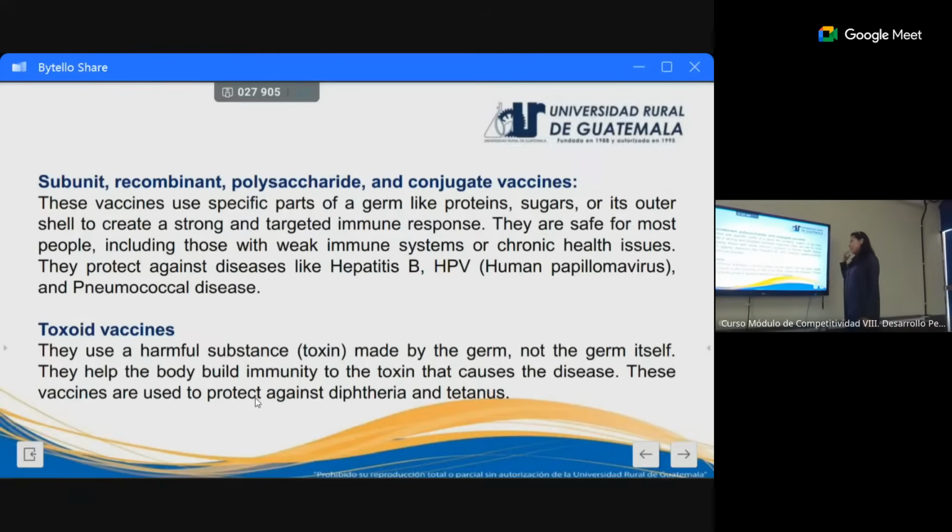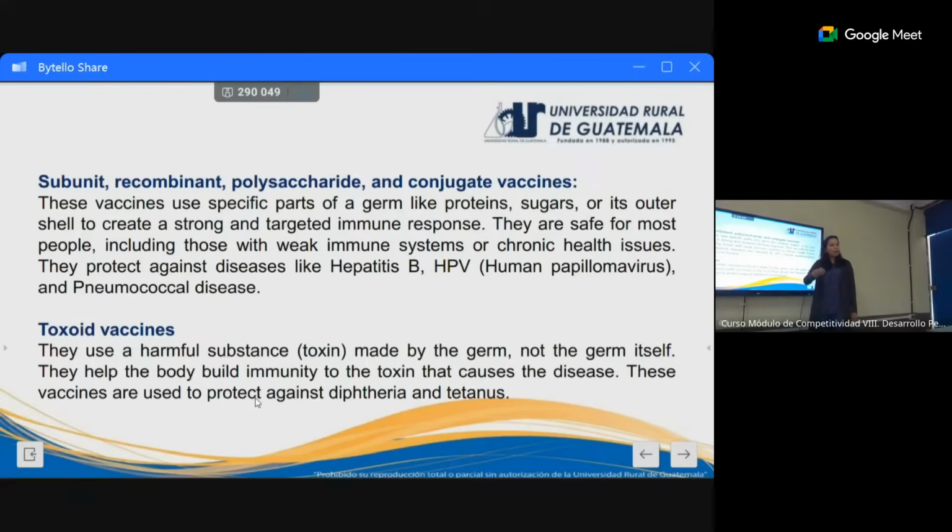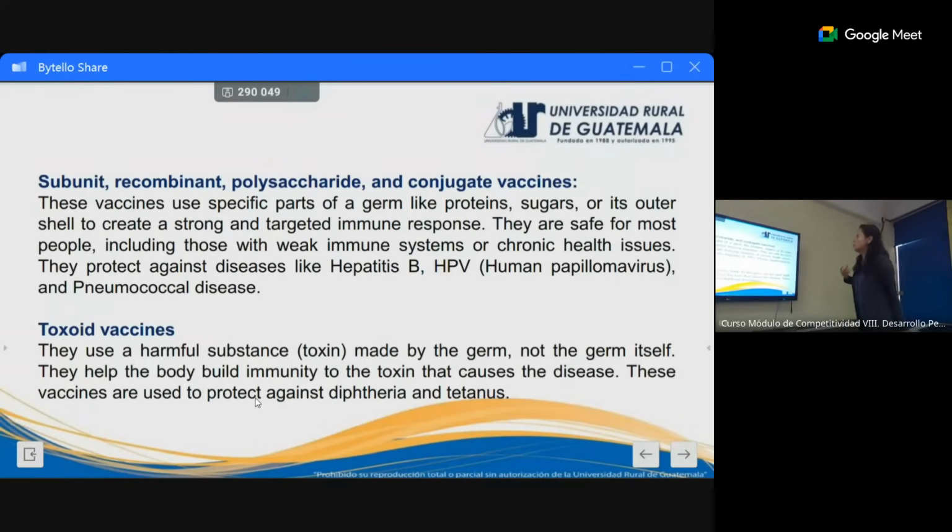But now we have this benefit. I know that our health system is not as good as we really wish it would be, but at least we have access to this type of vaccines for free. So I would really recommend that you go, if you have children, if you have girls, please take them.